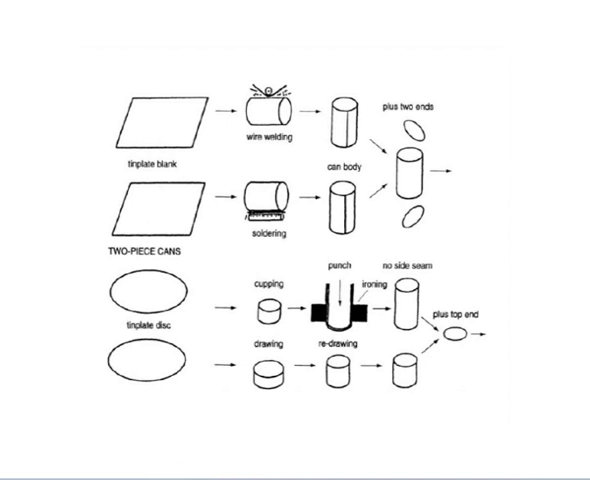In the lower part you can see we can choose tin plate disc. Using the process of cupping and drawing, we make the punching and redrawing as well as ironing. Then there is no side seam in this case, and we add the two tops for making the tin plate.